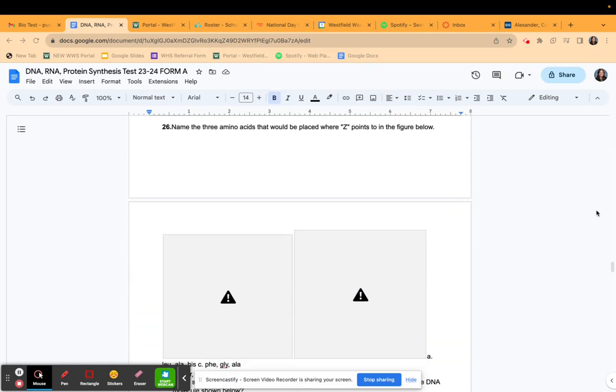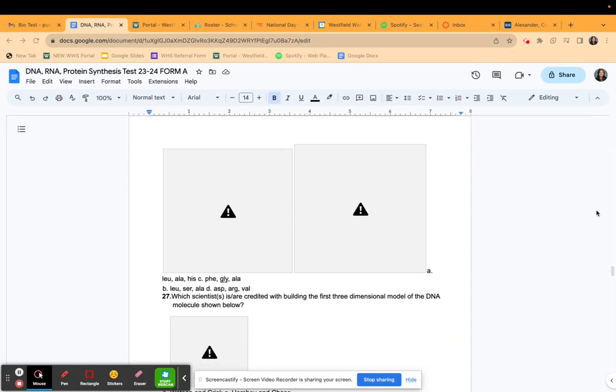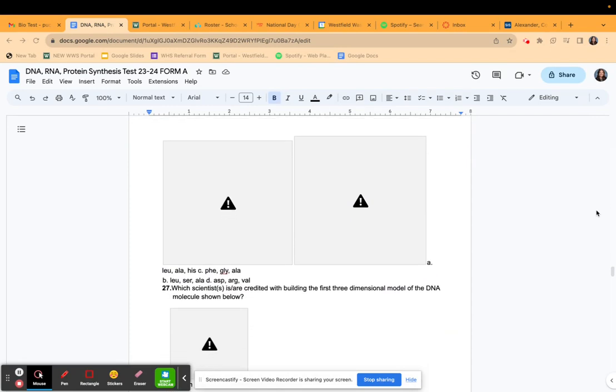26. Name the 3 amino acids that would be placed where Z points to in the figure below. A, Leu, Ala, His, B, Leu, Ser, Ala, C, Phe, Gly, Ala, or D, Asp, Arg, Val.